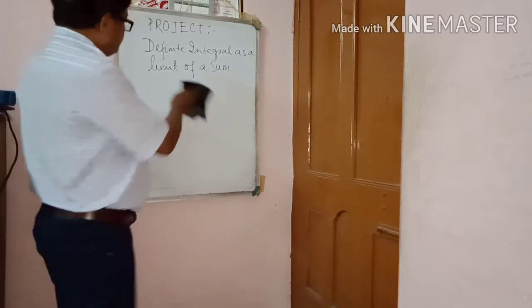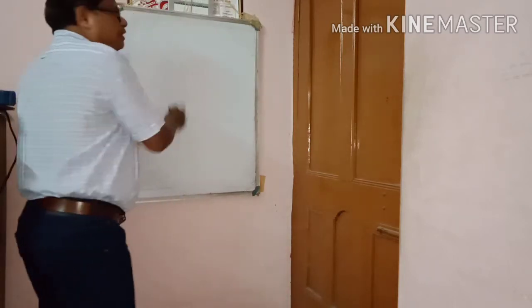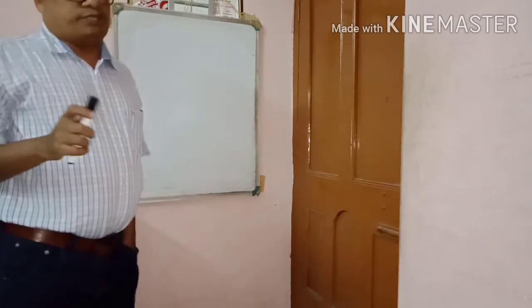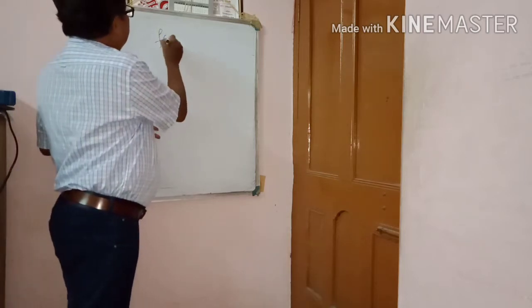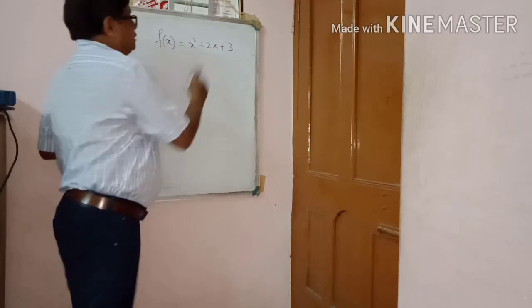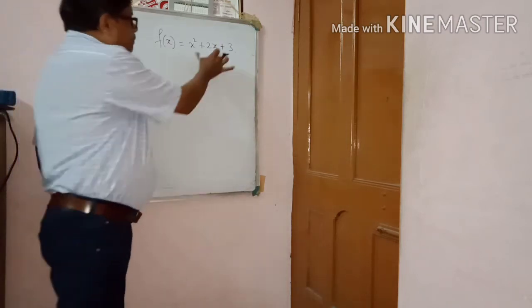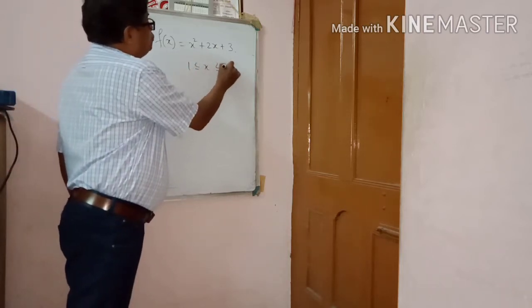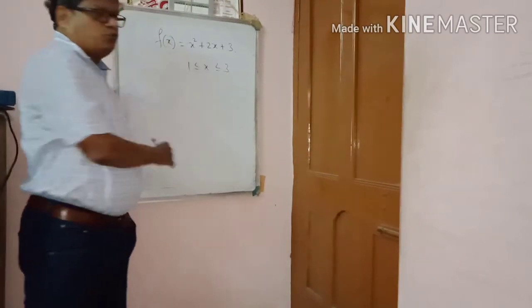Now see, first I am telling you this is a bounded function. Now what is a bounded function? Say suppose I am writing f of x, a real valued function, suppose x square plus 2x plus 3. Suppose this is a function I have to consider. This function is defined for 1 less or equal to x less or equal to 3.